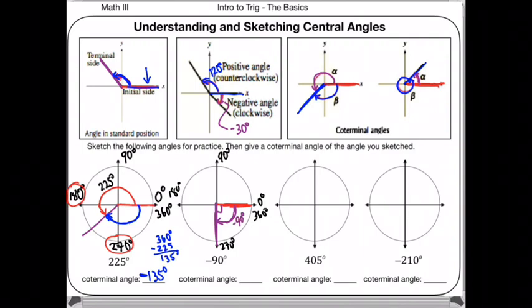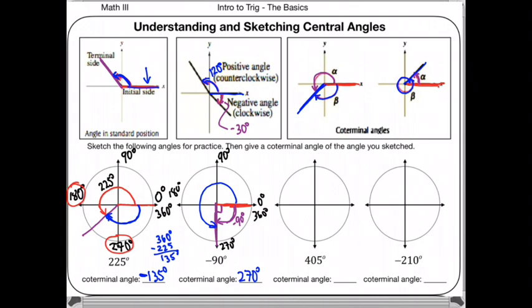Now, if I wanted a coterminal angle with that, I can imagine that if I went around in this direction and met up with that angle, that would give me a positive 270 degrees. Okay? So again, that's how that one is going to work out.